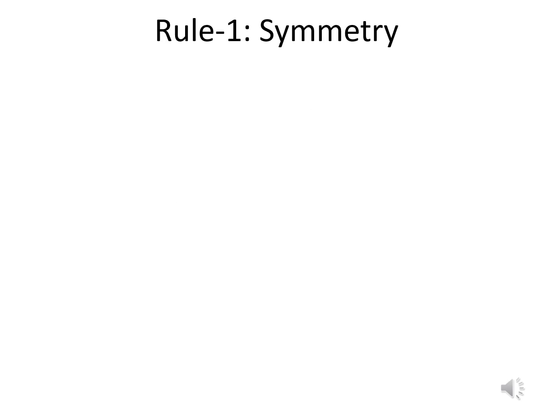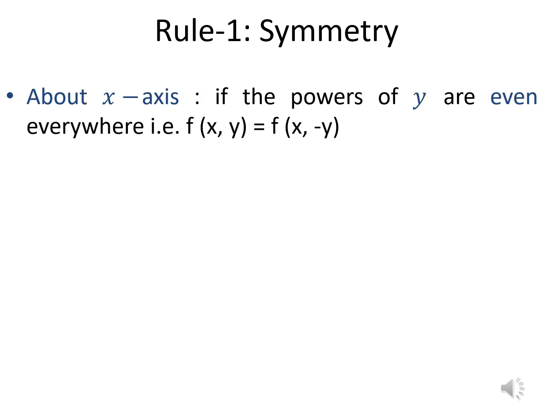So let's start with rule number 1, that is symmetry. Symmetry plays a very important role to trace a curve. If you want to draw your curve, then you need to draw it in all 4 quadrants. But if you know that your curve is symmetric about the x-axis, we will only draw our curve above the x-axis, and because of symmetry, the mirror image will appear below the x-axis.